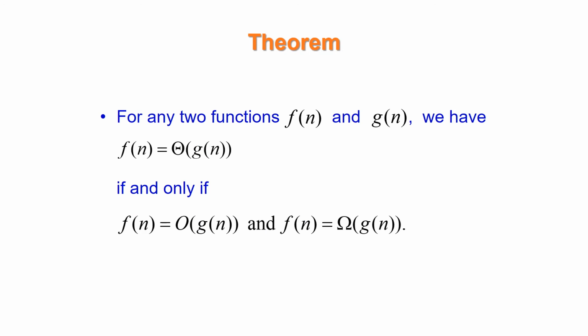Theorem. For any two functions f of n and g of n, we have f of n equals theta g of n if and only if f of n equals O g of n and f of n equals omega g of n.